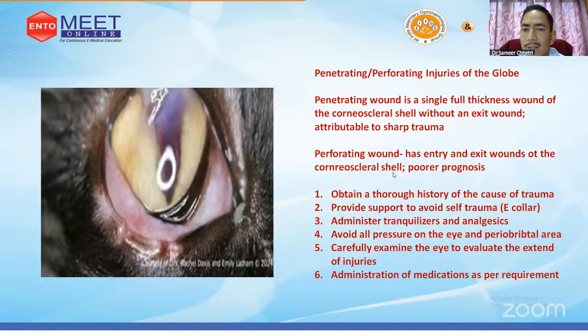So how do we handle it when such an emergency arises? First, obtain a thorough history of the case of trauma. Always try to provide support, and provide an e-collar so that there is no further self mutilation. Administer tranquilizers and analgesics to calm down the animal. Avoid all pressure on the eye and the periorbital area. Carefully examine the eye to evaluate the extent of the injuries, and administer medication as per requirement.